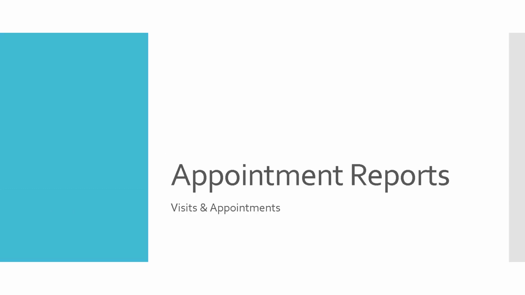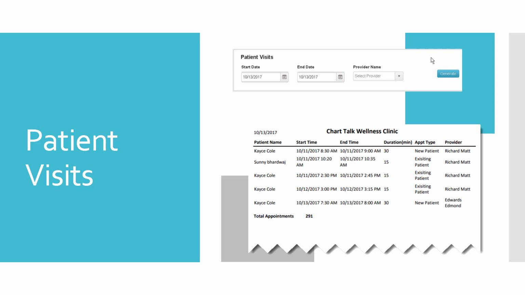There are two reports that deal specifically with scheduling, and we will review those now. For a more in-depth look at all of ChartTalk reporting, please see our reporting training modules later in this series. The patient visit reports takes a date range and provider name for the filter values. This report returns a list of patient names, appointment times and durations, appointment type, and the scheduled provider.